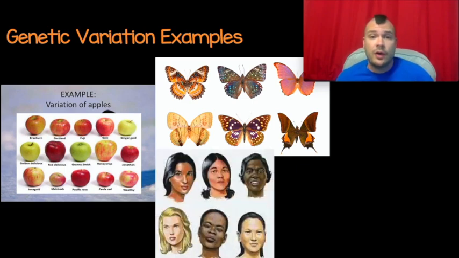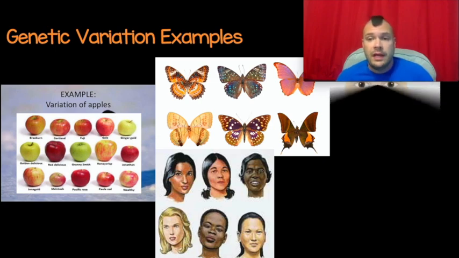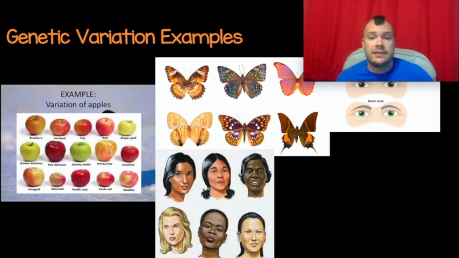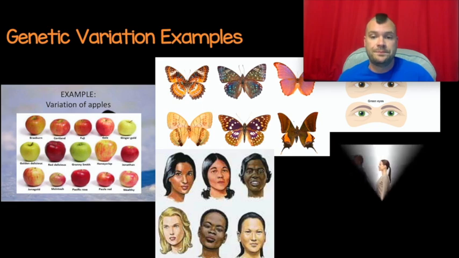Skin tone. All humans are humans, but we have different skin tones. Some are light complected, some are dark complected. Eye color is just like skin tone. You could have brown eyes, blue eyes, green eyes. Doesn't mean that you're not the same human. You're human, but we have different coloring.